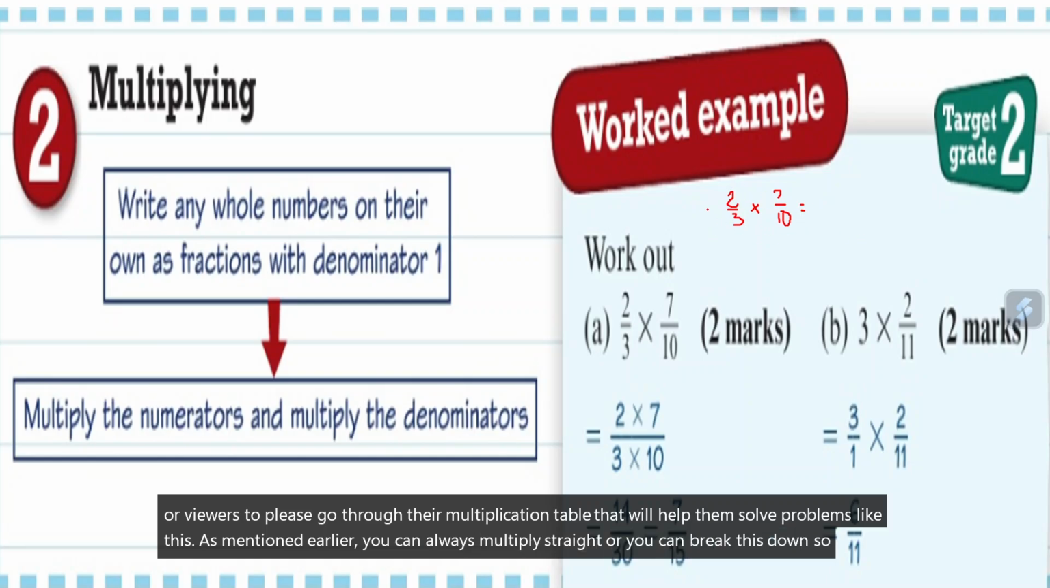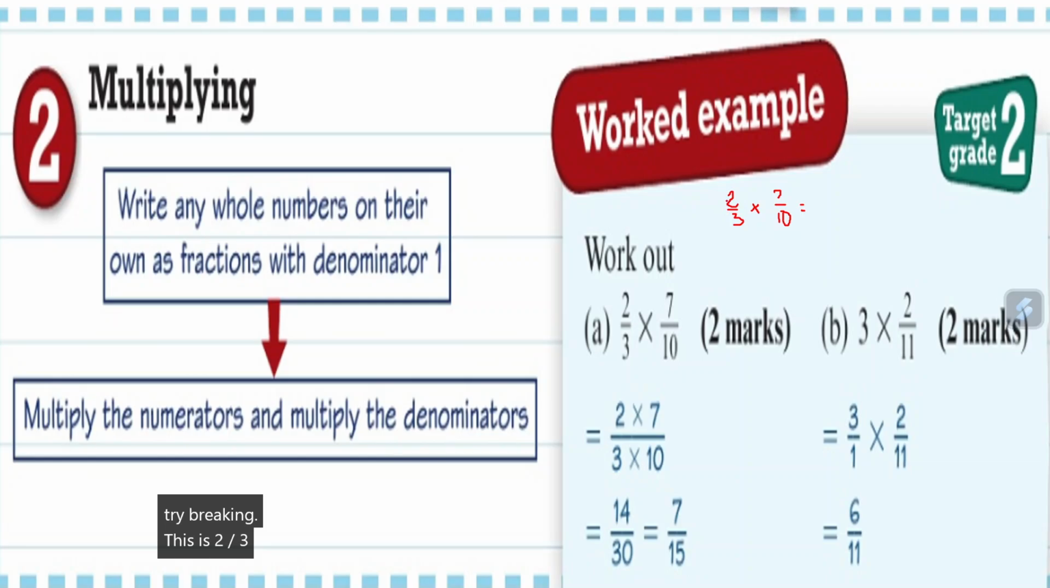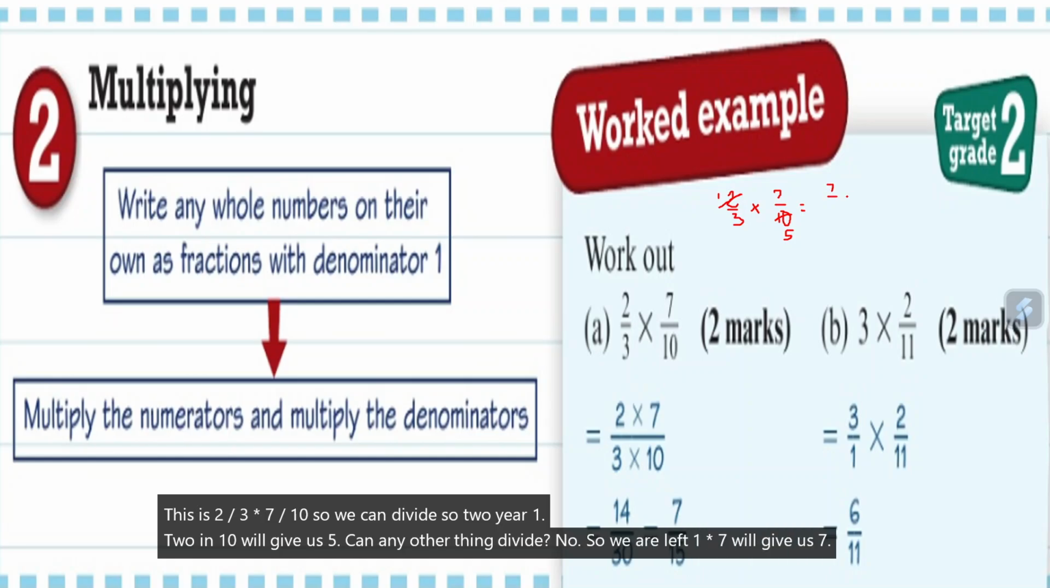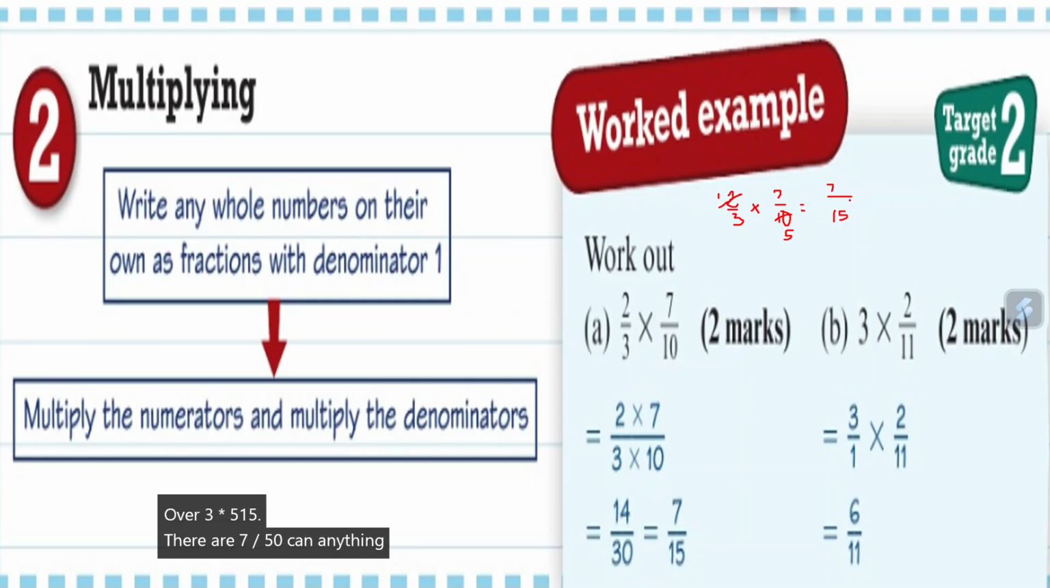So let's try breaking this down. This is 2 over 3 times 7 over 10. So we can divide. 2 here, 2 in 10 will give us 5. Can anything else divide? No. So we are left with 1 times 7 will give us 7 over 3 times 5, 15. So that's 7 over 15. Can anything divide? No. So we'll stop here.